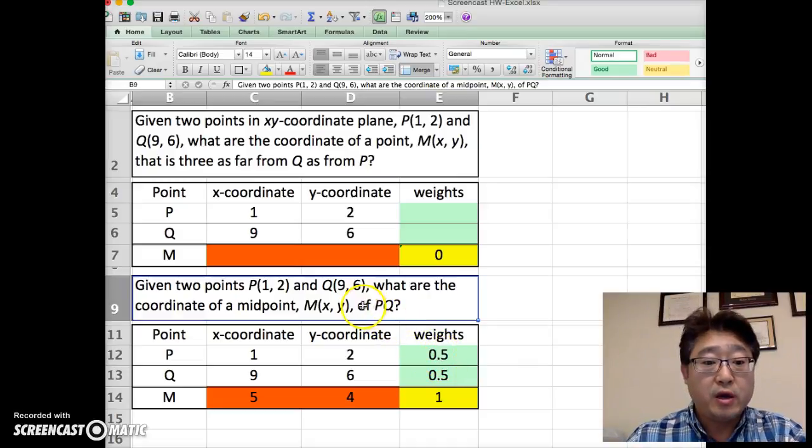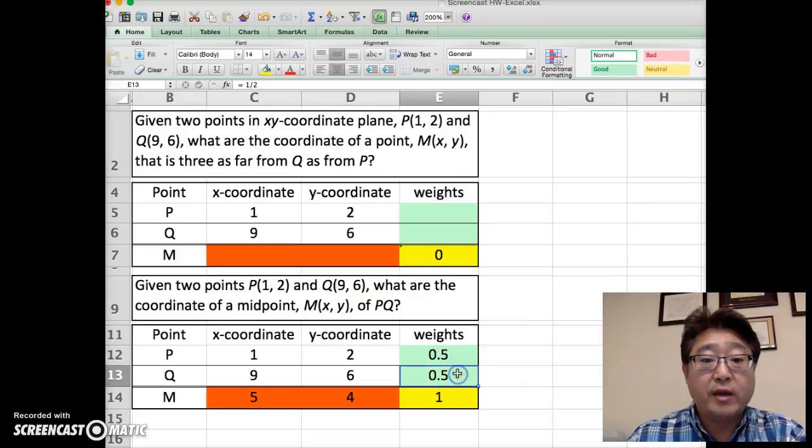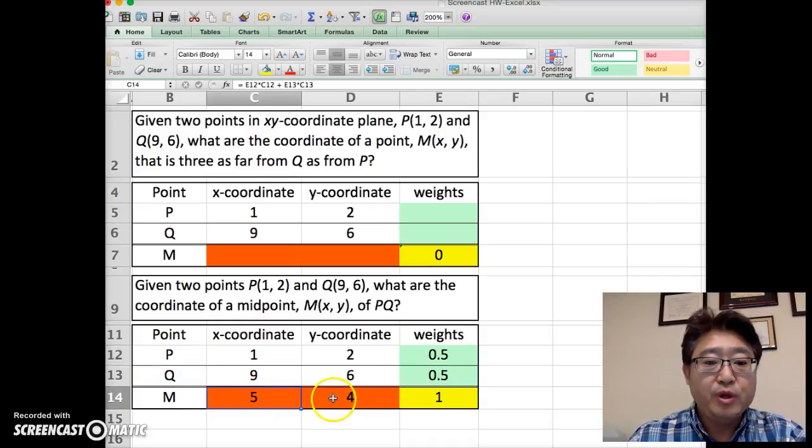Now, for the midpoint, since midpoint is an average and it's in the middle, we use the same weight, 0.5 each, for both P and Q. And then I worked it out so that you see the midpoint 5, 4 for the point M.